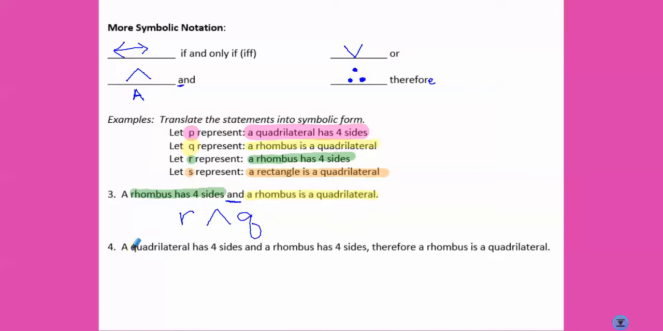And our second statement, a quadrilateral has 4 sides. That's pink. And a rhombus has 4 sides. It's green. Therefore, a rhombus is a quadrilateral. So when we have therefore, we're going to write it in a second line. So our first line would be P and R, and then underneath it, therefore Q.